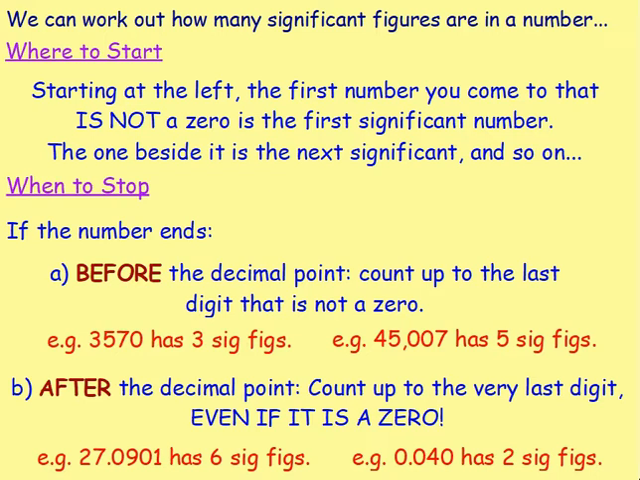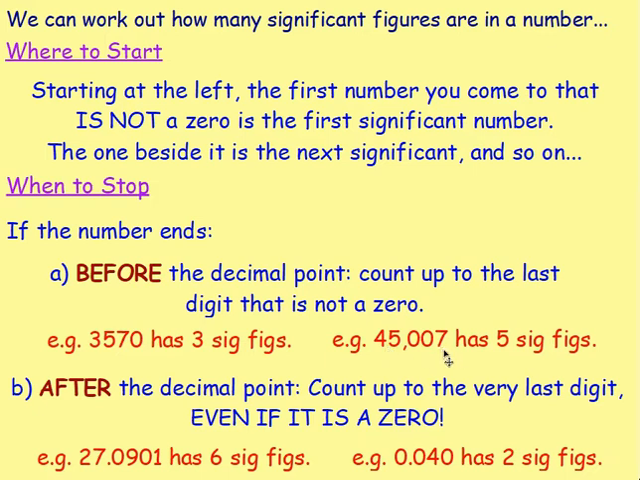If the number ends before the decimal point, you count up to the last digit that is not a 0. So for example here, the 3 is the first non-zero number, so that's the first significant figure, but it ends before the decimal, there's no decimal, so you count up to the last number that is not a 0, the 7. So that would have 3 significant figures. With 45,007, the first significant figure here is the 4. Again, it ends before the decimal, so you count up to the last digit that's not a 0. That's the first, the second, the third, even though it's a 0, the fourth, the fifth, so that would be 5 significant figures there.